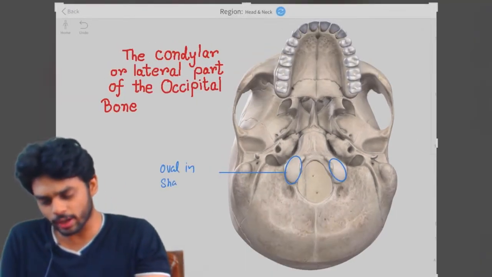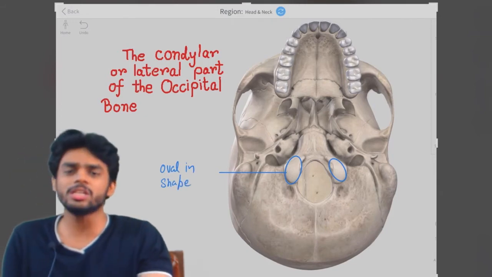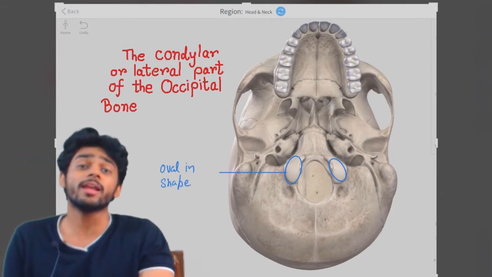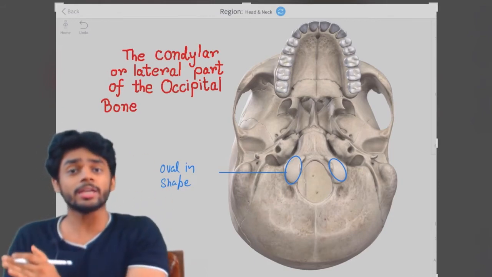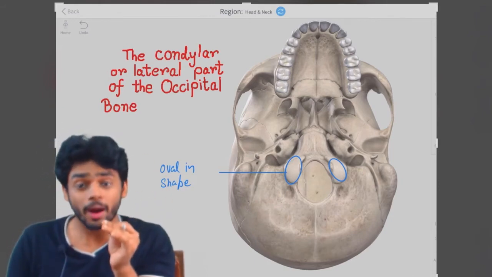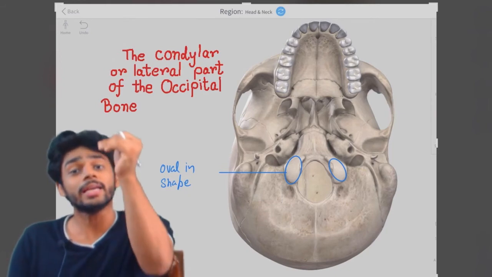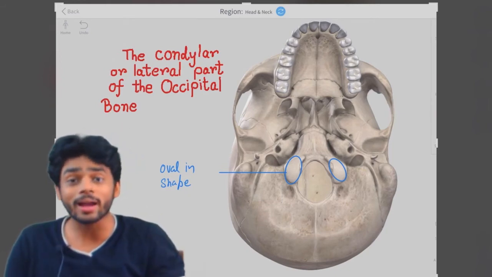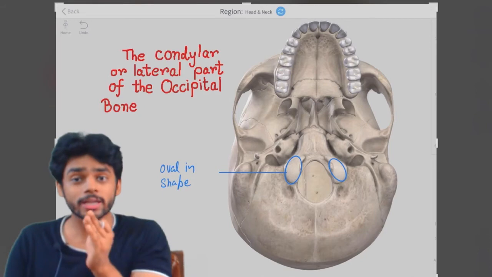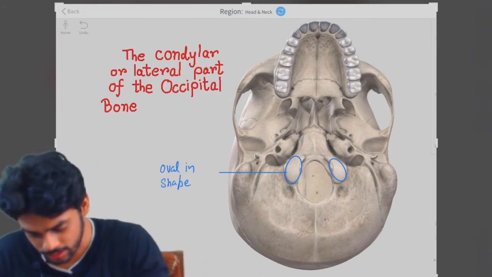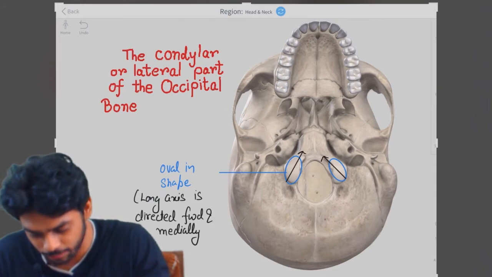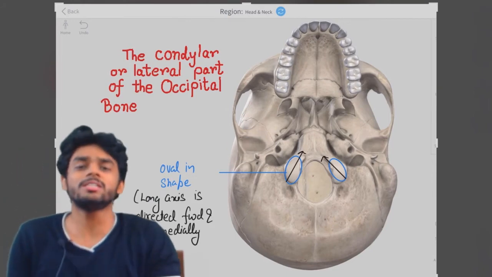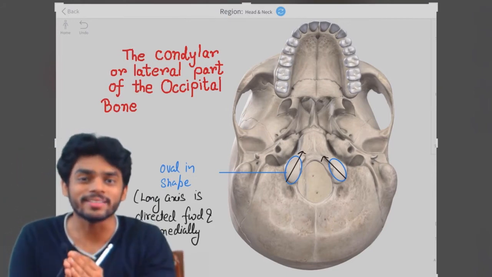Here you have the condyle, which looks oval in shape. Occipital condyles are oval in shape and are situated on each side of the anterior part. Can you see it is on the anterior part of the foramen magnum? Their long axis, can you see their long axis? See here, their long axes are directed forward and medially towards the midline.